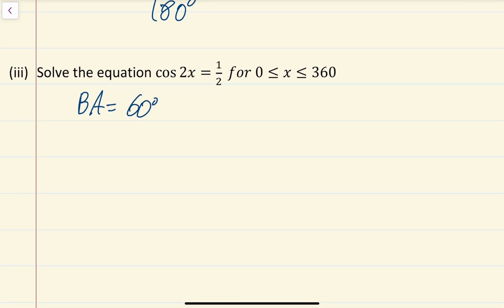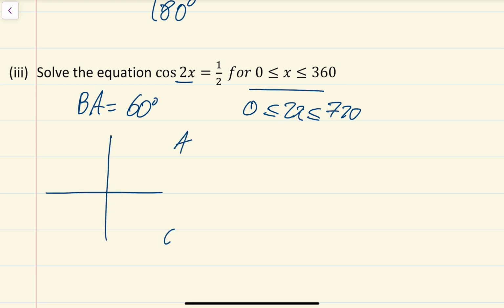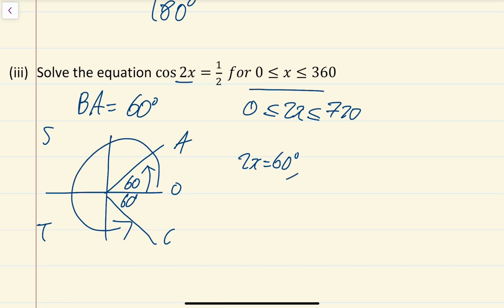And then also notice the range, because this angle is 2x, our range doubles, so 2x is less than or equal to 720, which means you do your CAST diagram. I just mark on the 0, to be honest. I don't mark on anything else. C-A-S-T. And cos is positive, so it goes in here or it goes in here. So 60 degrees and 60 degrees. The first angle I come to is 2x equals 60. The next one is 60 short of 360, so 300.